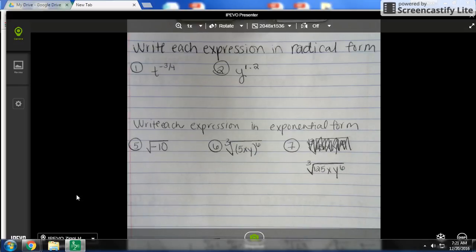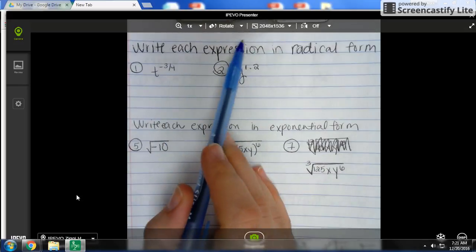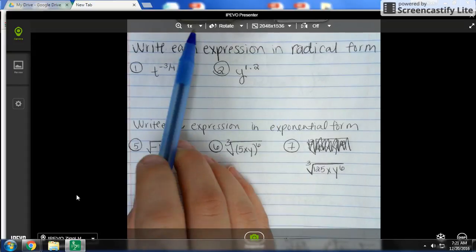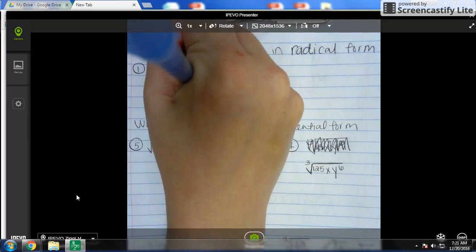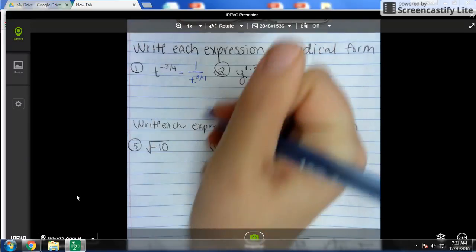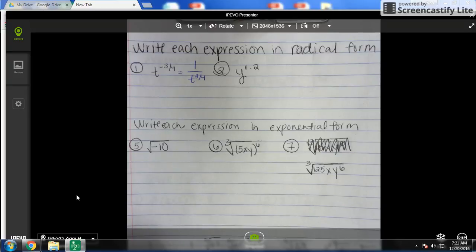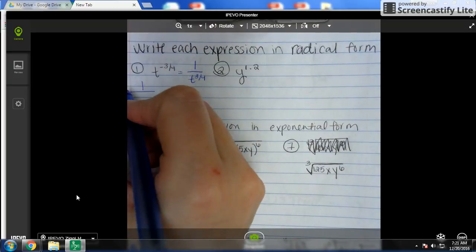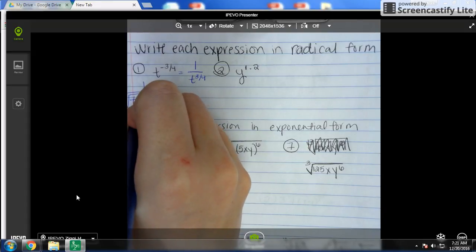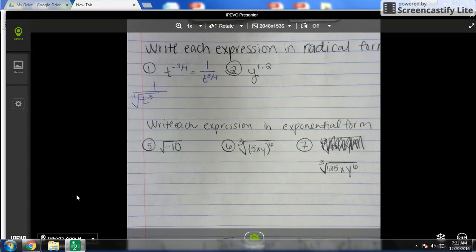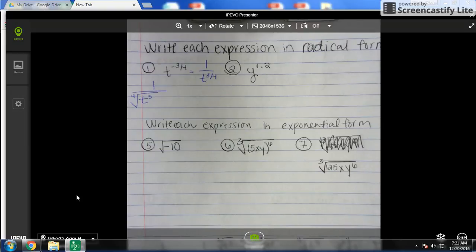So the first question gives us an exponential expression and asks us to write it in radical form. The first thing we need to do is get rid of the negative, so this would be 1 over t to the 3/4. And then we're going to switch it into radical form, so it would be 1 over the 4th root of t cubed. And now we have a radical on the bottom, so we need to rationalize it.